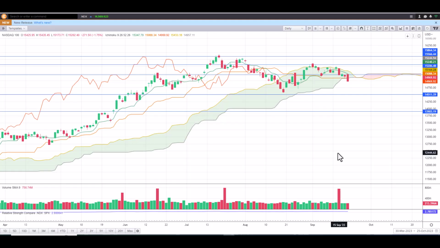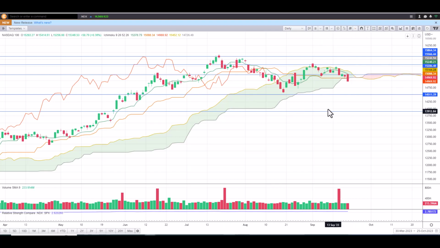Now on the daily Ichimoku of the Nasdaq 100, the price action is now below the cloud, so that says the outlook has changed to bearish from bullish. Price action above the cloud is bullish, price action below the cloud is bearish. And then there are two downside targets to keep an eye on here.